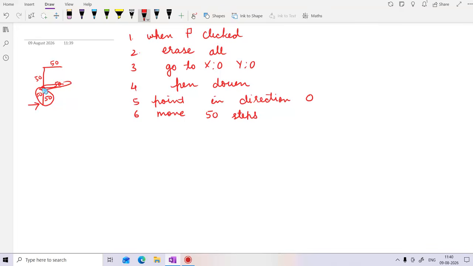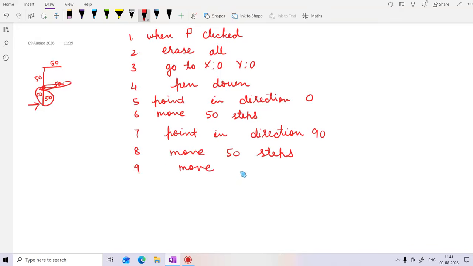Now I have the target of this line. This line from here is going to the other side. So we can take point in direction 90. Then we can mention move 50 steps. Now I don't want to use the direction again. I will try a negative command for the reverse movement. So I will take move minus 50 steps. So what will be the benefit? Directly I will come back here.